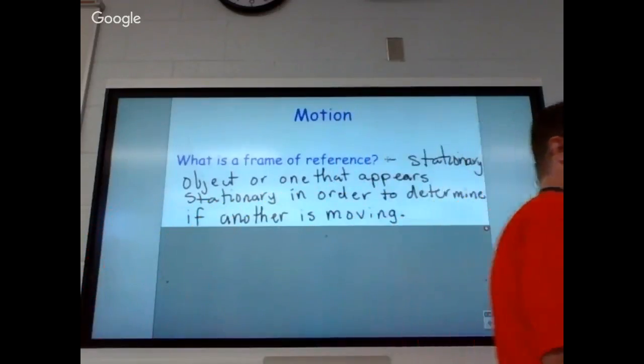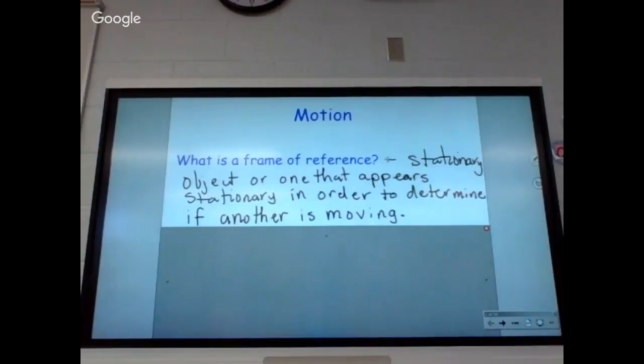Now, I've actually answered the question that's below it, and below the blind. All right, a frame of reference is a stationary object, or one that appears stationary, in order to determine if another is moving.